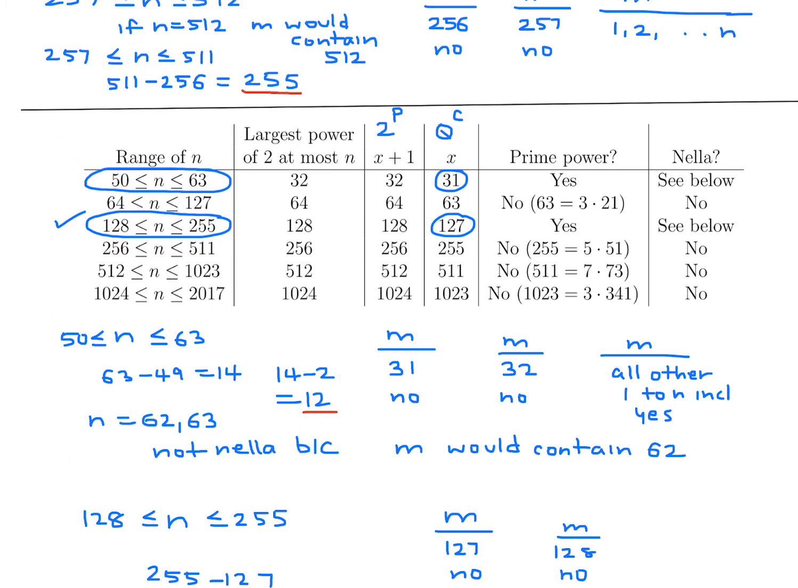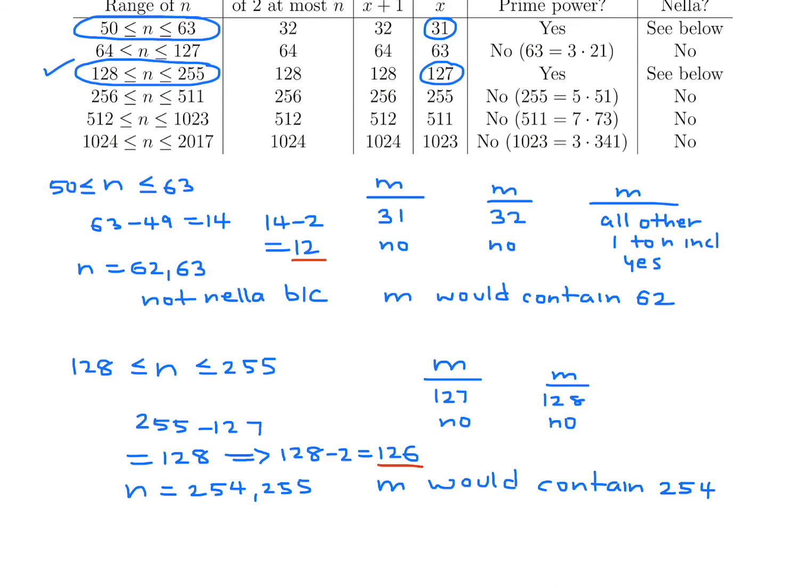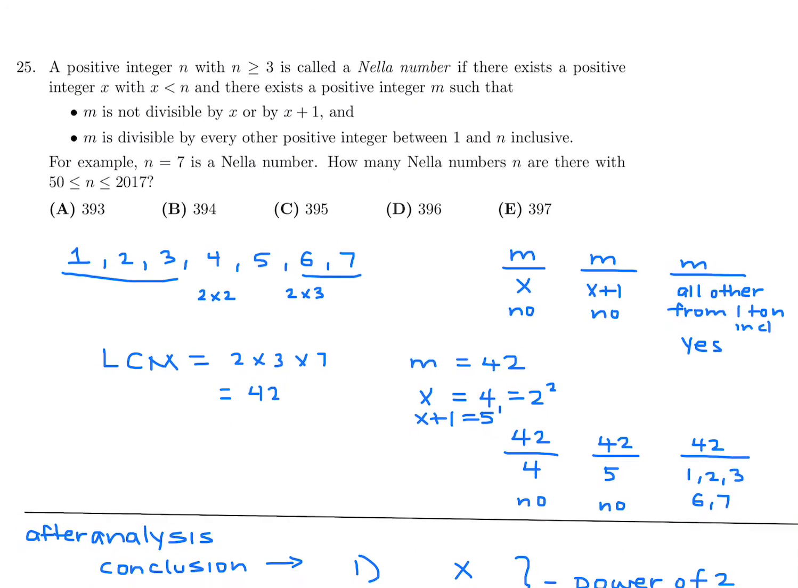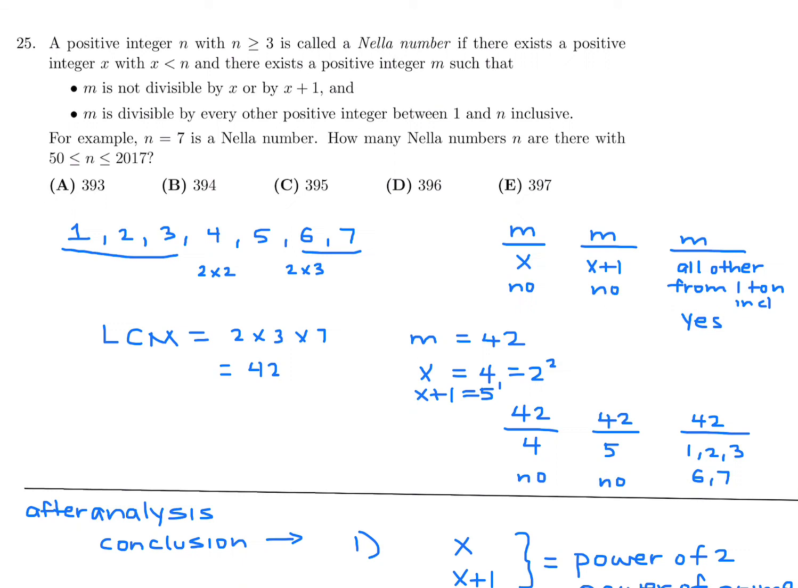So there we go. We got this 255, we got this 12, and we got this 126. So 255 plus 12 plus 126, and that is 393 for this very challenging question, and that would mean the answer for number 25 is A.